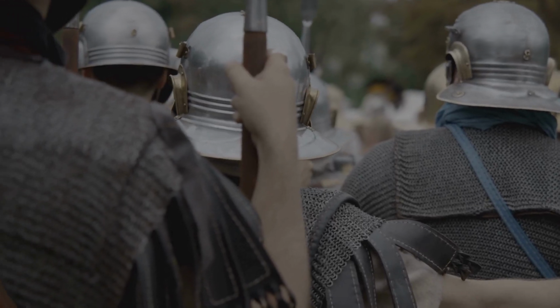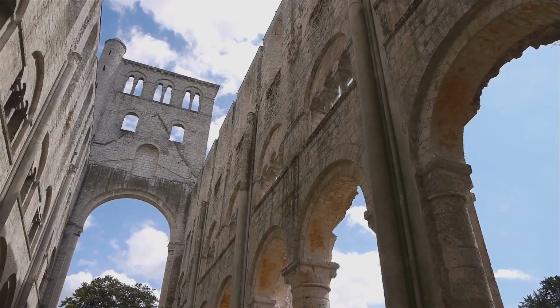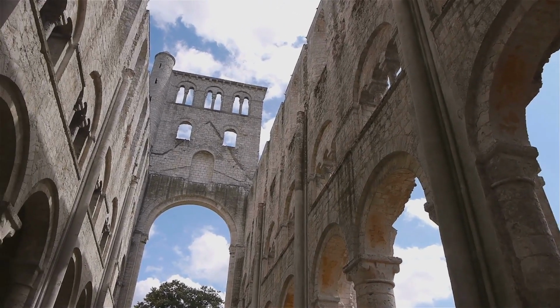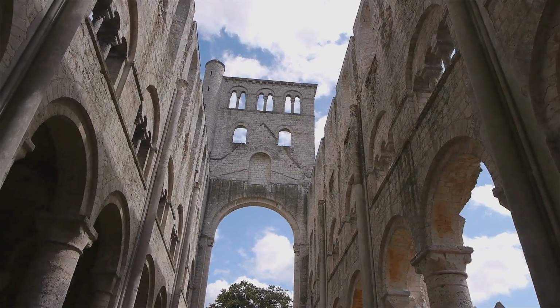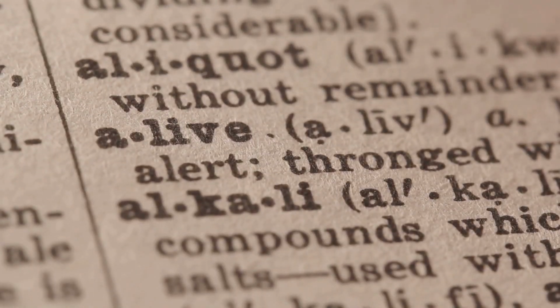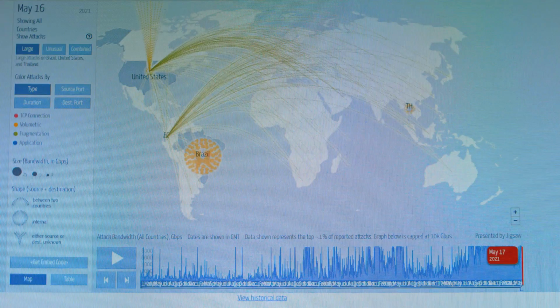Then came 1066 and the Norman invasion. This event introduced a massive influx of French vocabulary, significantly shaping the English language. Ever wonder why we have so many synonyms? Thank the Normans. Now let's take a step back and look at the bigger picture.